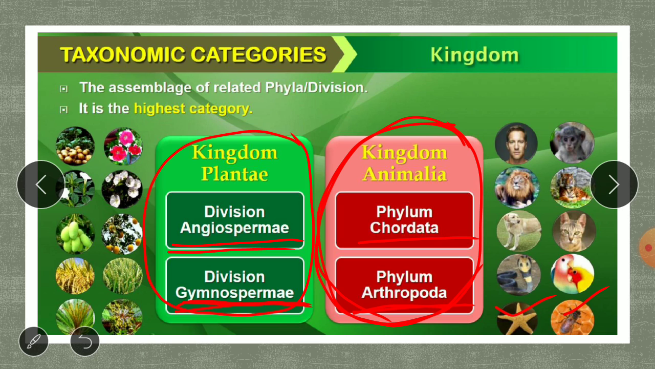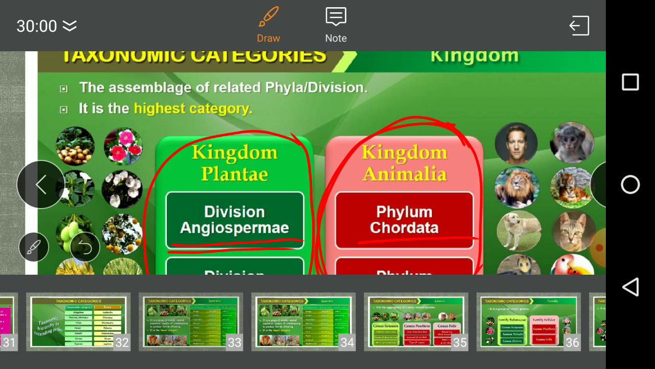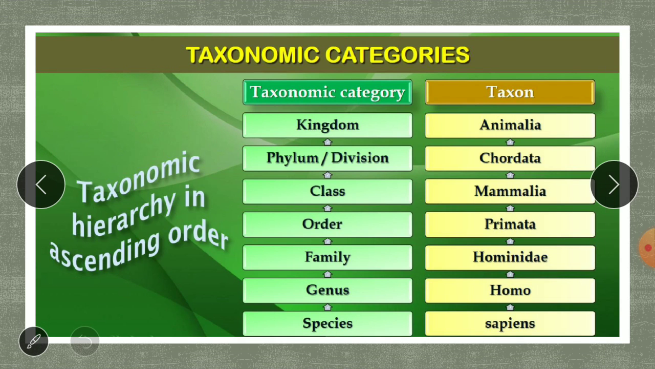So this is going to be about the taxonomic hierarchy. In the taxonomic hierarchy, you have to remember the ascending order of the taxonomic hierarchy. That is species, genus, family, order, class, phylum or division, and then kingdom.